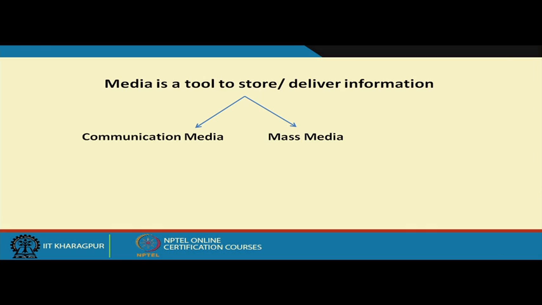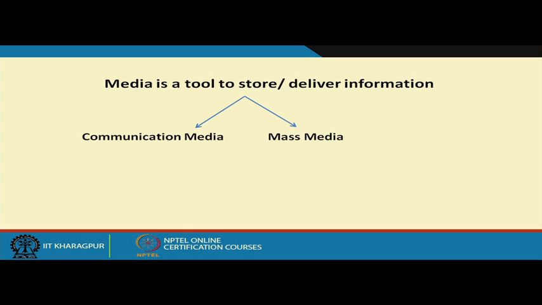So now coming to media helping us in terms of communication. Media is basically a tool to store and deliver information. The diagram gives an understanding that we work in a setup of media in order to propagate, and it acts as a tool. It helps us to store, to propagate, to communicate and deliver this information. So media could be bifurcated into two particular aspects. One could be communication media and another could be mass media.